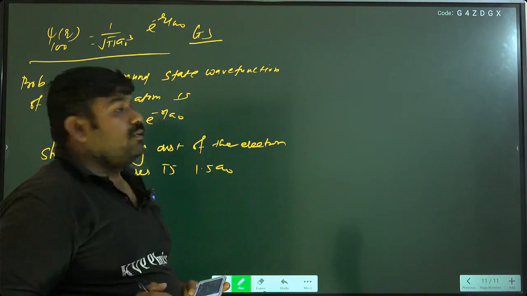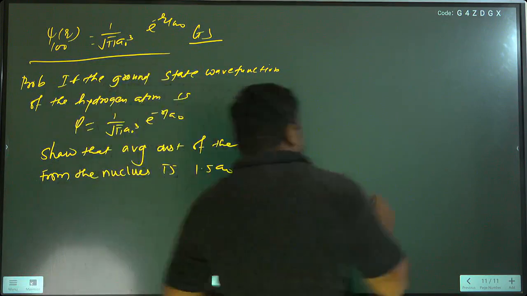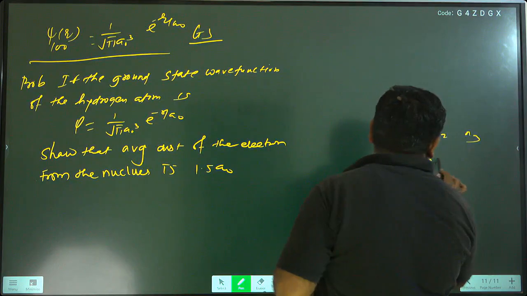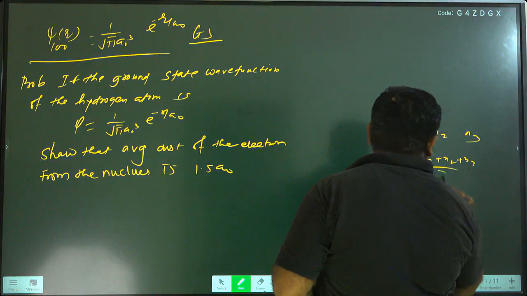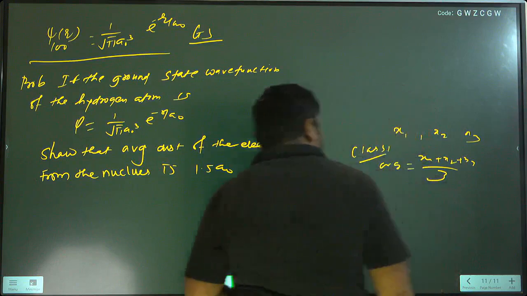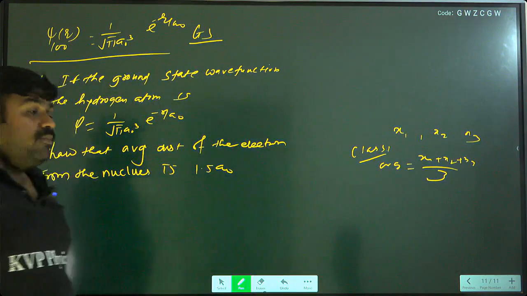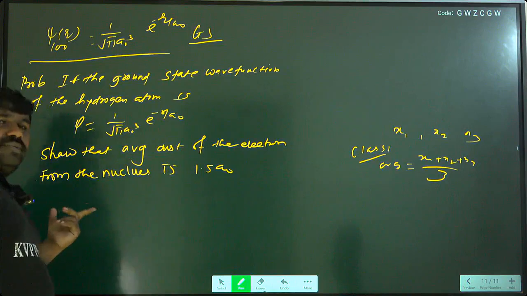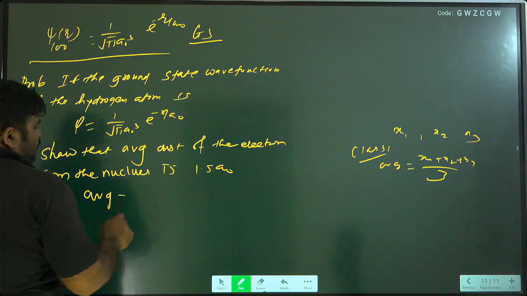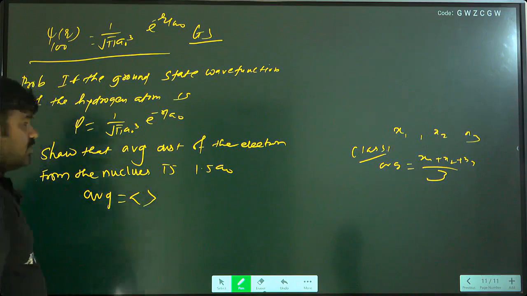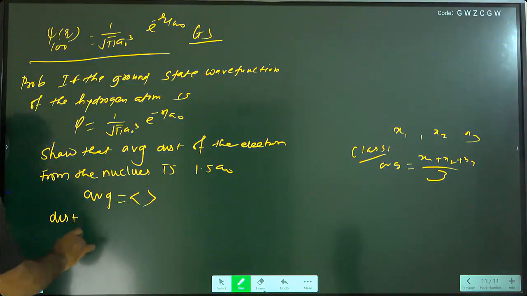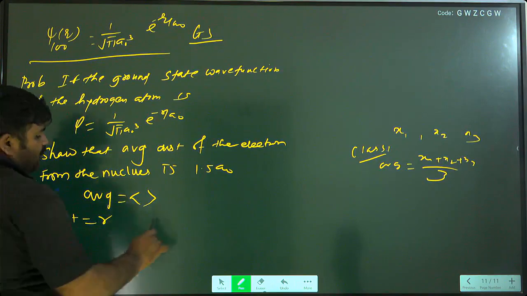Average value in a classical system: suppose x1, x2, x3 are values, the average is x1 plus x2 plus x3 upon 3. Yes or no? This is the classical average. But in quantum mechanics, average means expectation value, and this is an integral. Here distance means radius, so our aim is to find the expectation of r.